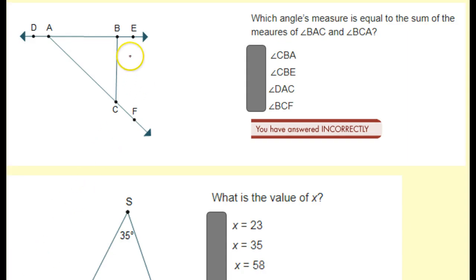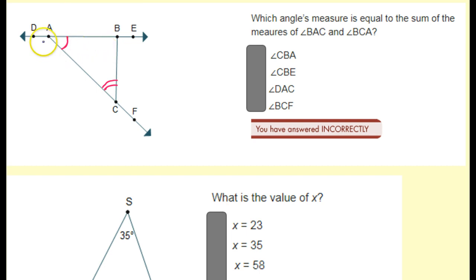There's a theorem that says the sum of any two angles is equal to the remote exterior angle. What am I talking about? Well, we're going to talk about the sum of angle BAC. Okay, so BAC, that's this angle right here, and angle BCA, we're talking about this angle right here. So these are two interior angles.